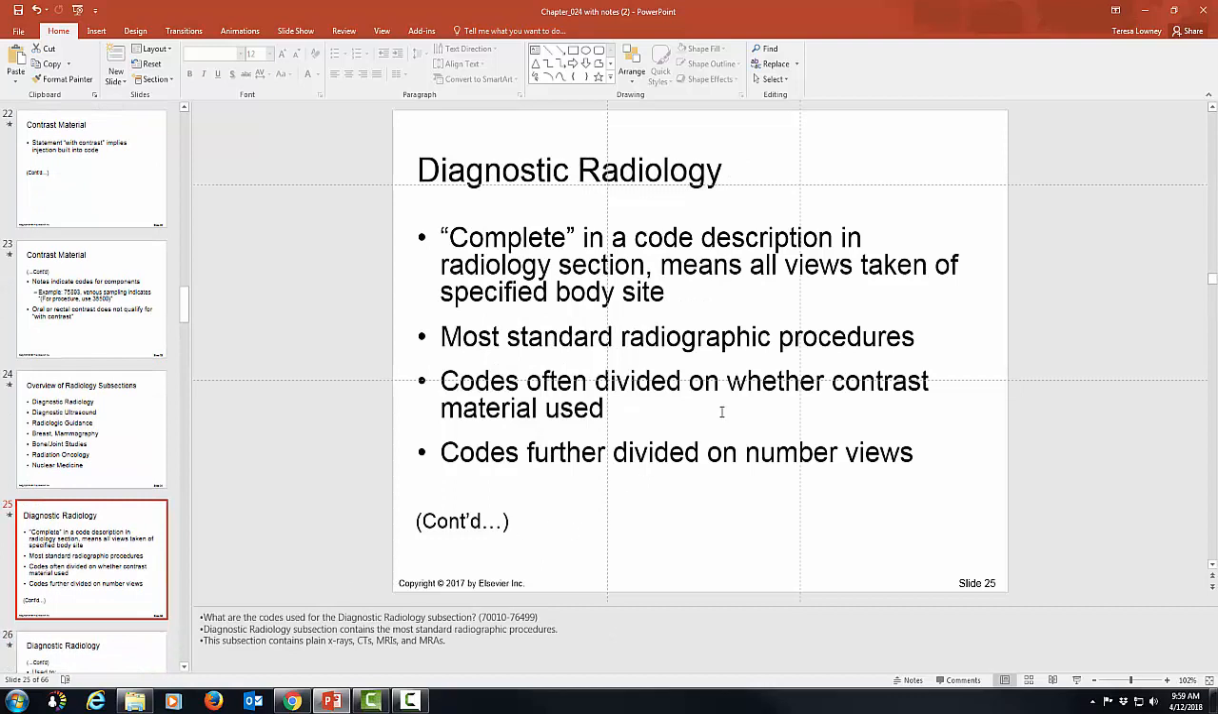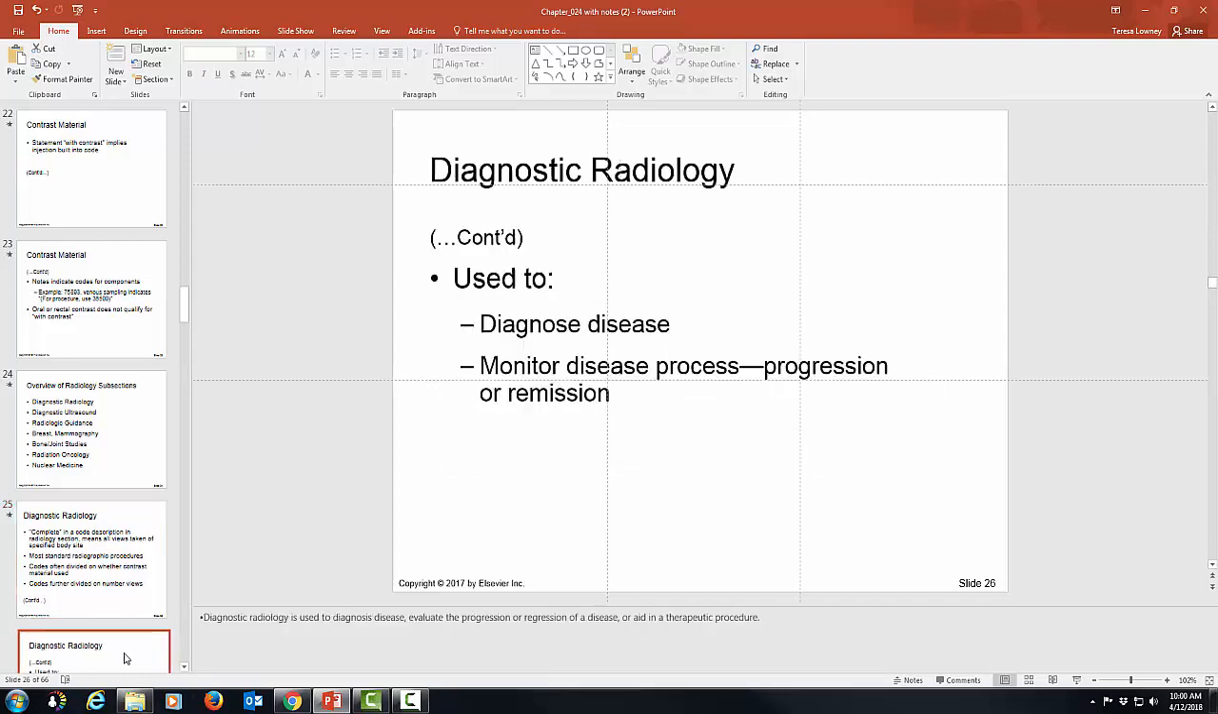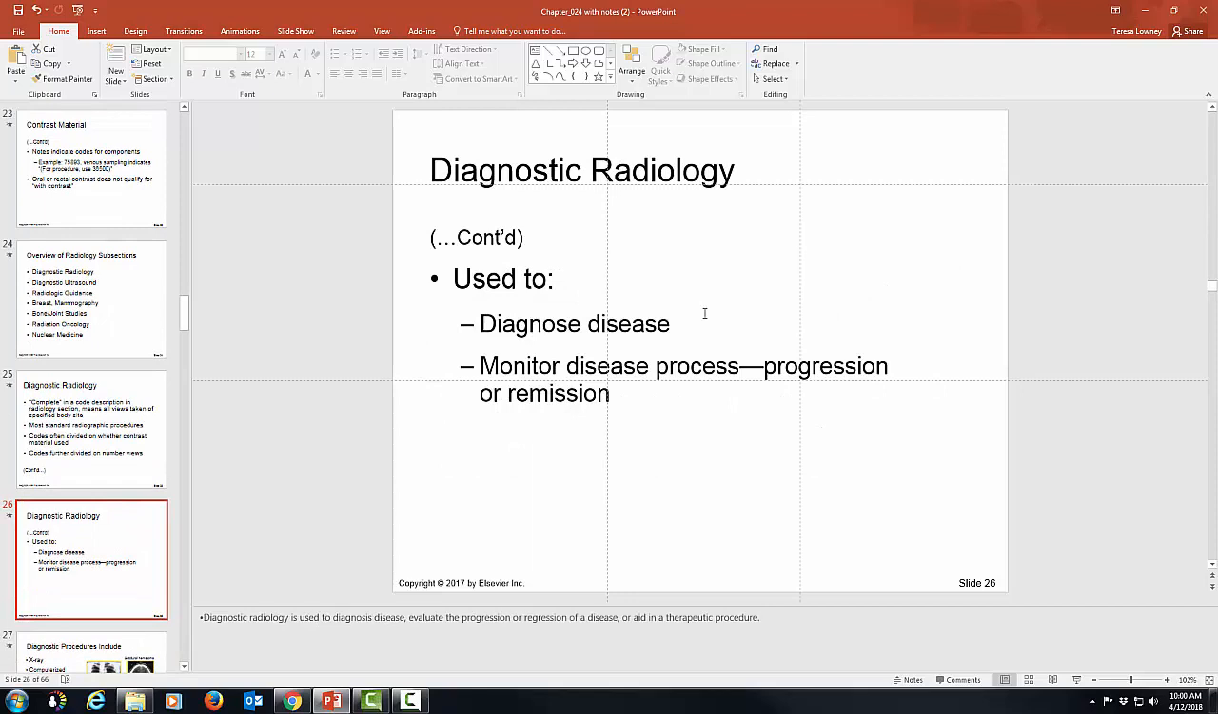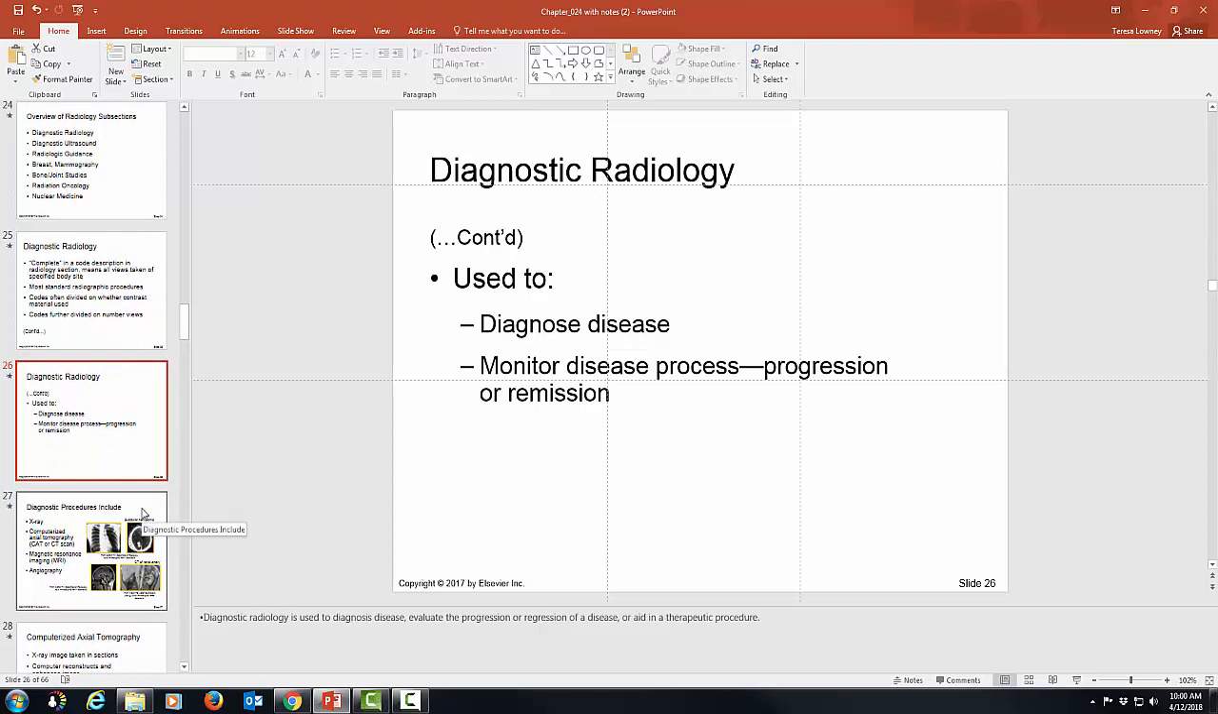So diagnostic radiology, complete in a radiology section means that all the views were taken of a specific body site. Most standard radiographic procedures include this code. Codes are often divided by whether or not contrast material was used, and then further divided on the number of views. So this subsection also includes plain X-rays, CTs, MRIs, and MRAs. Diagnostic radiology is used to diagnose a disease or to monitor the disease process. Are you in progression or remission? Is the treatment working or isn't it? So we have to follow up with this kind of testing.